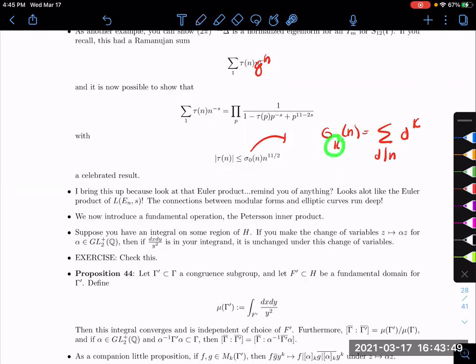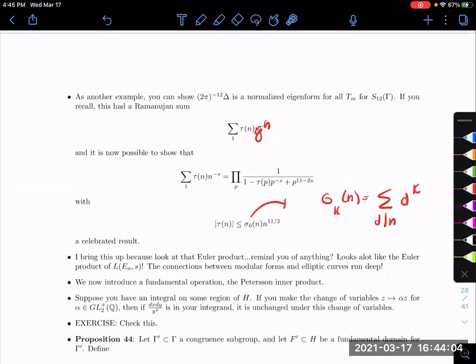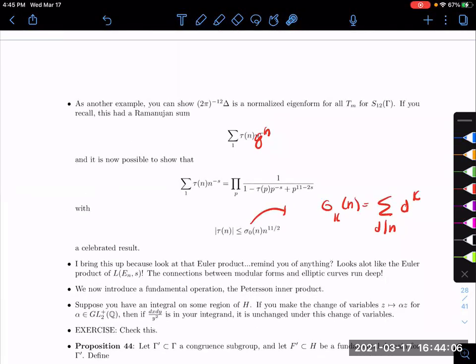So what is sigma naught doing? It's just basically counting the number of divisors of n, right? You're just taking all the divisors to the 0 power. So that's huge. This is a very celebrated result. It allows us to more or less get a very nice bound on the coefficients of the normalized discriminant modular form, which was just something people were not able to do for a long time.